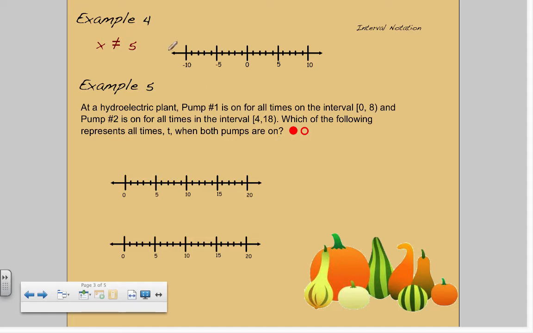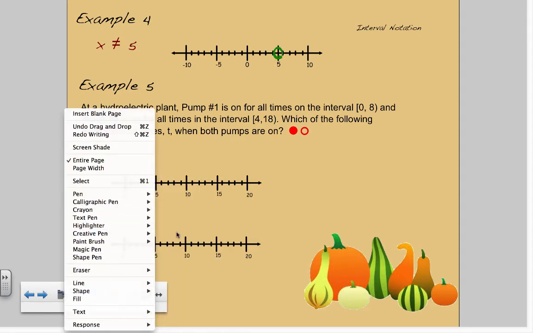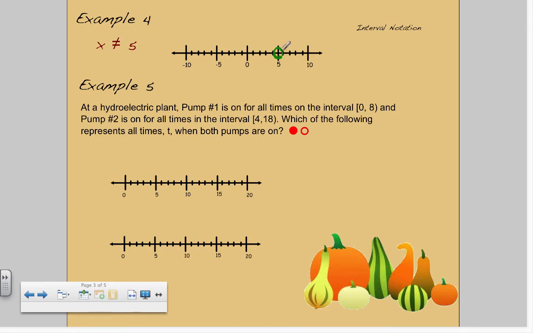X does not equal 5 is example 4. Well, that means I can pick any x I want except 5. Okay, so I can't pick 5, so I'm going to put a nice open circle on it. But now I can pick any other number. Well, it means I can pick any number above it, or I can pick any number below it.